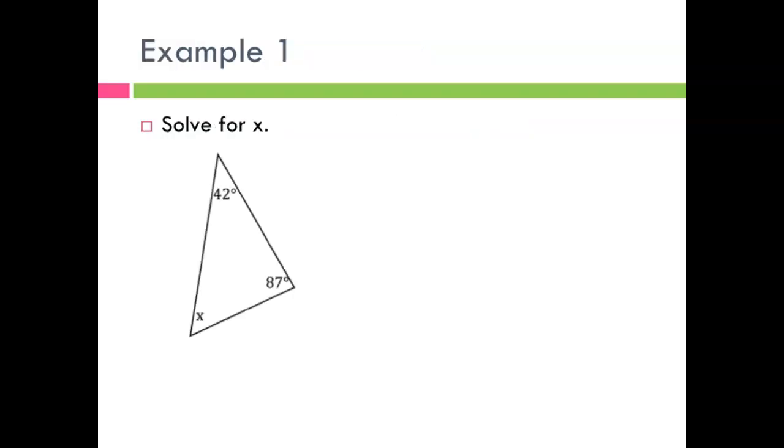So here you're asked to solve for x. We are given two of the other angles in this triangle, 42 and 87, and we know that they all must sum to 180 degrees. So if we add x and 42 and 87, that should equal 180. So let's write that equation.